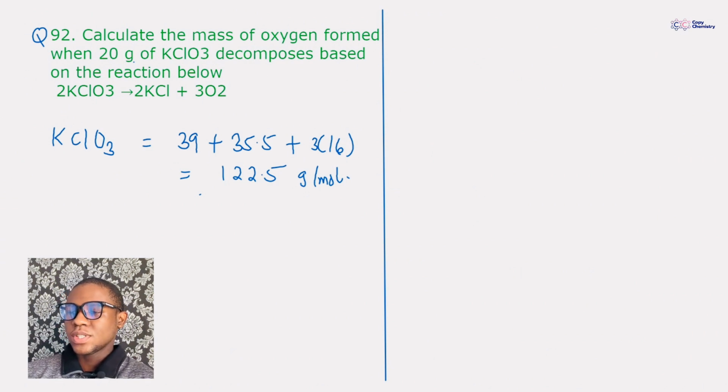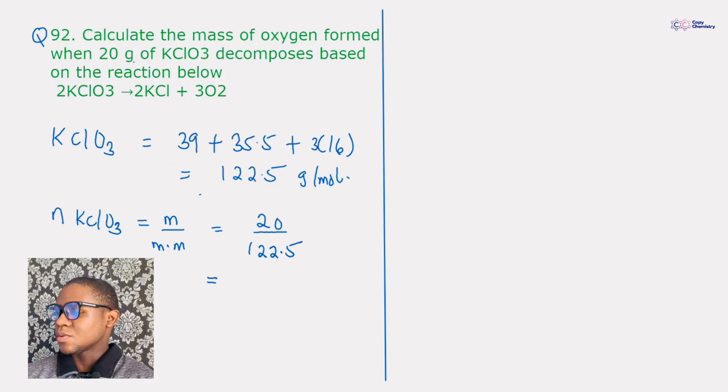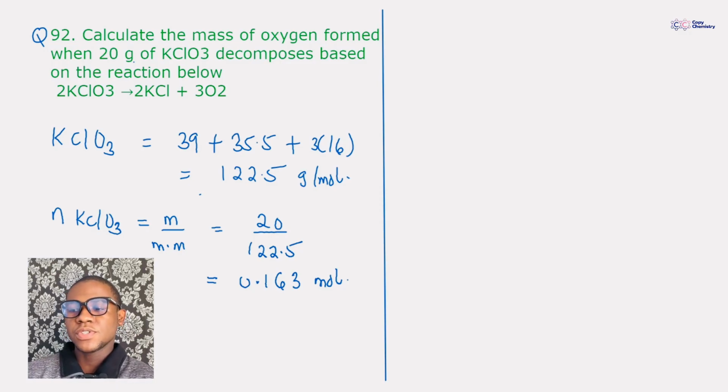All right, so what's the next thing to do? We'll get the number of moles of KClO3, and that equals mass divided by the molar mass we've just gotten. The mass is 20, and then the molar mass is this. So when we calculate that, we should have 0.163 moles of KClO3.